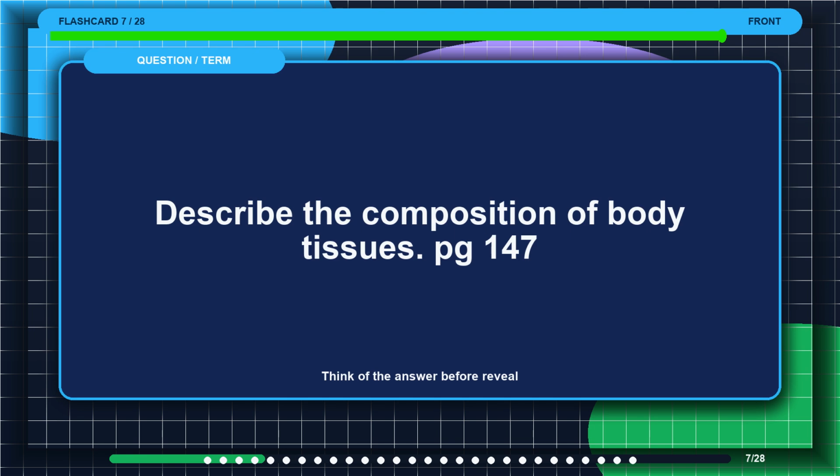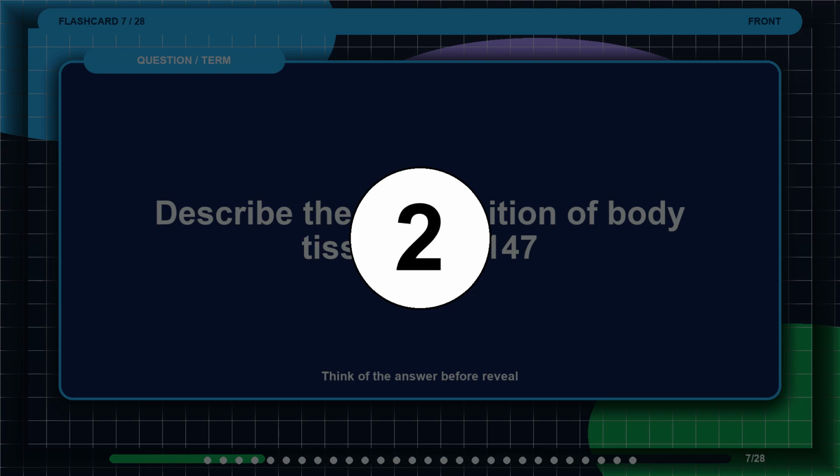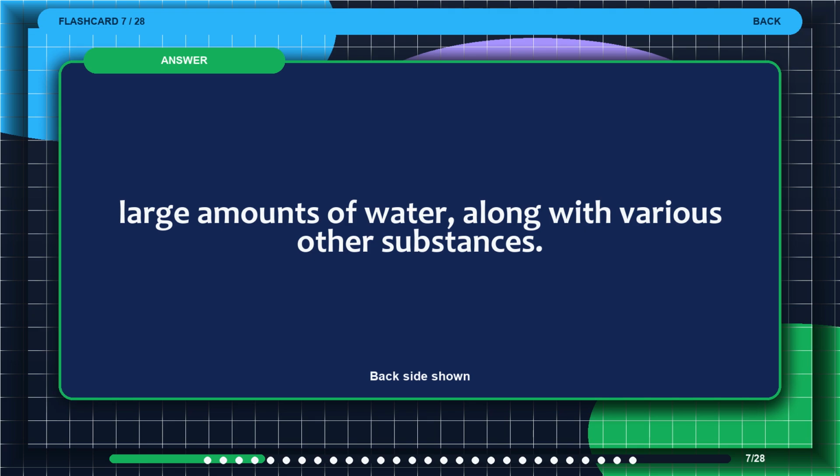Flashcard 7. Describe the composition of body tissues. PG 147. Pause and think of the answer before the reveal. The answer is large amounts of water, along with various other substances.